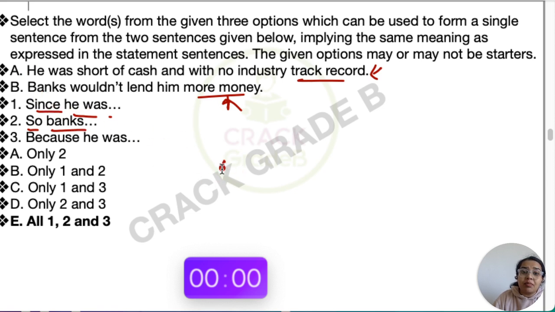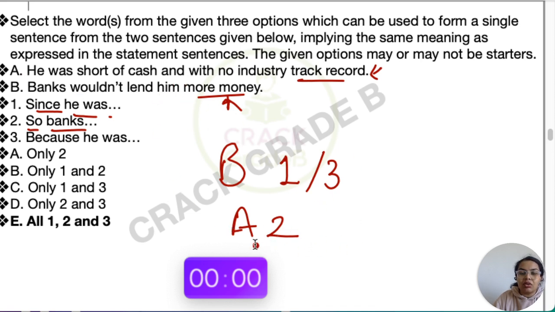You can say B first. Banks would not lend him more money. Why? You can use the first one and the third one because he was short of cash and no track record. Since he was short of cash and no track record. Now, if you want to use the second one, then you have to use it this way. A will come. He was short of cash, so banks did not.